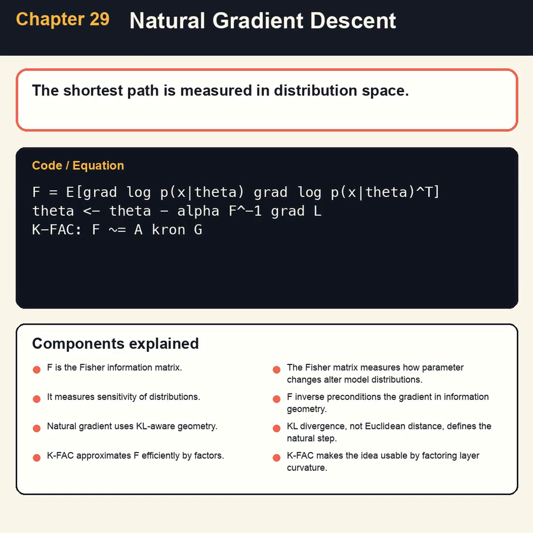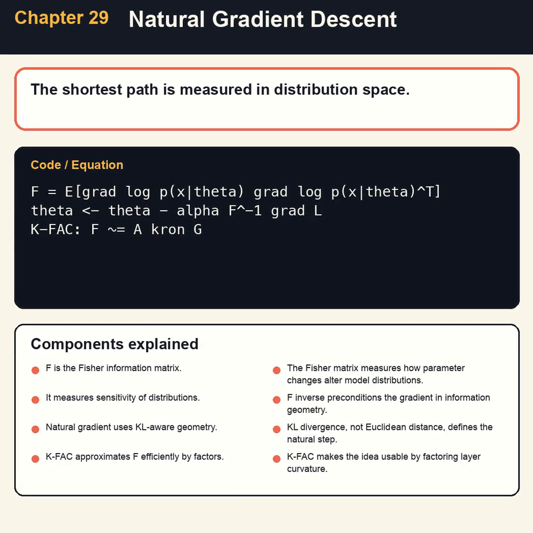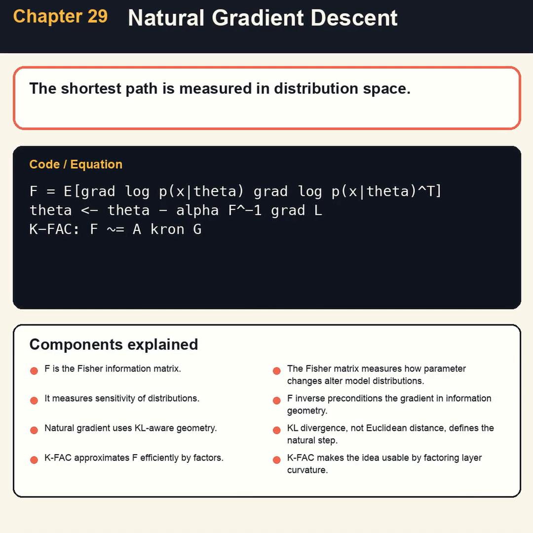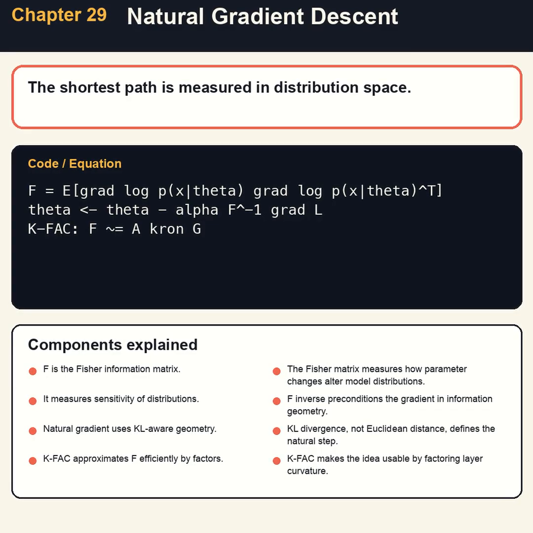Natural gradient asks a deeper question. Should two parameter moves count as equal if one barely changes the model's predictions and the other changes everything? Information geometry says no. The Fisher matrix makes the update respect the model's output distribution.